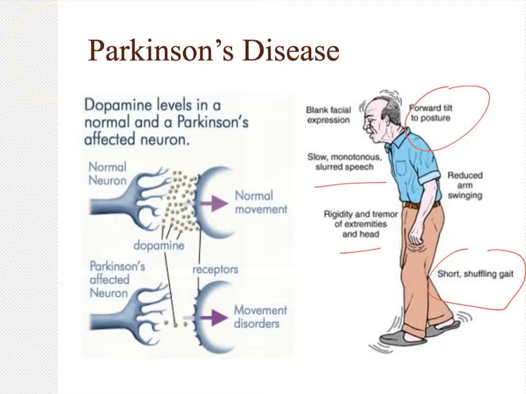The slowed speech. A blank facial expression, a mask-like face, is very indicative of Parkinson's, where it's just very expressionless. If you think of somebody who's had too much Botox, it's a very mask-like, very expressionless face. Poor blink reflex and wide open eyes.